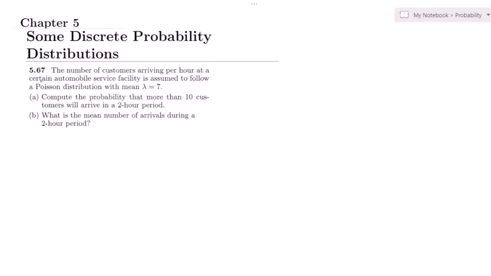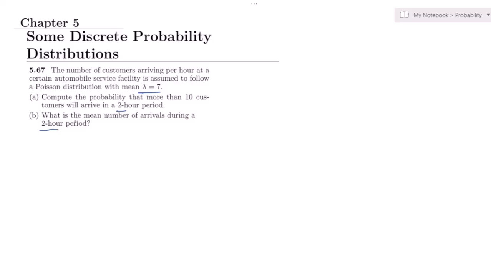This is question 5.67, and the statement of this question is: the number of customers arriving per hour at a certain automobile service facility is assumed to follow a Poisson distribution with mean lambda equal to 7. Okay, so this is for a single hour. So part A of this question is: compute the probability that more than 10 customers will arrive in a 2-hour period, and B, what is the mean number of arrivals during a 2-hour period.